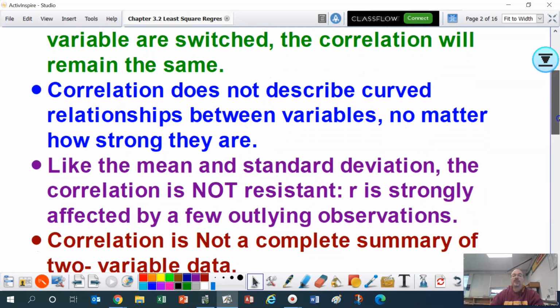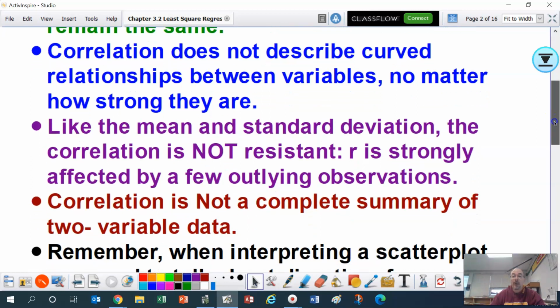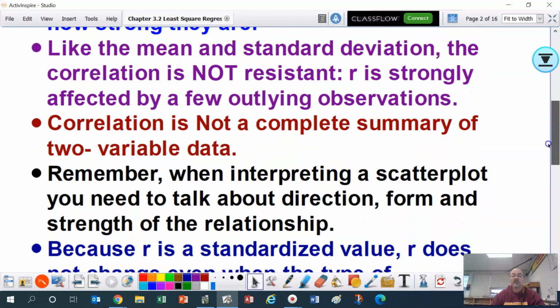The blue one, correlation does not describe curved relationships between variables, no matter how strong they are. Again, if it's curved, correlation does not describe it. Correlation is only for linear data. Like the mean and standard deviation, the correlation is not resistant. R, the correlation, is strongly affected by a few outlying observations. Remember that, it's not resistant.